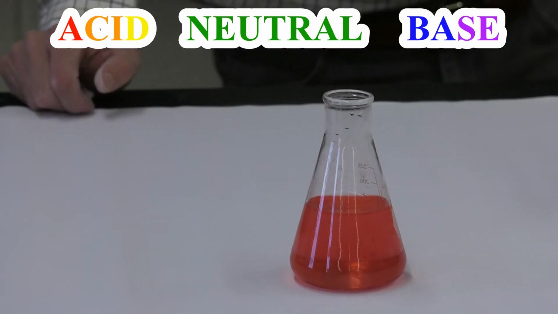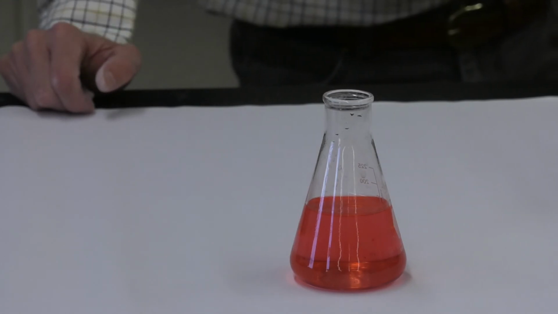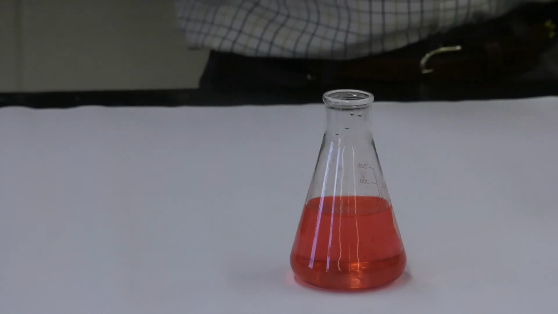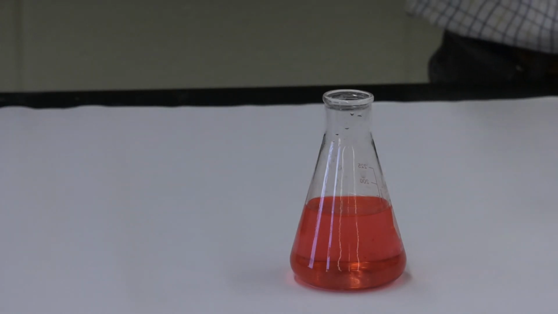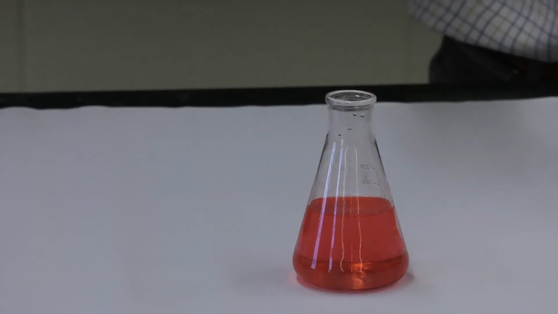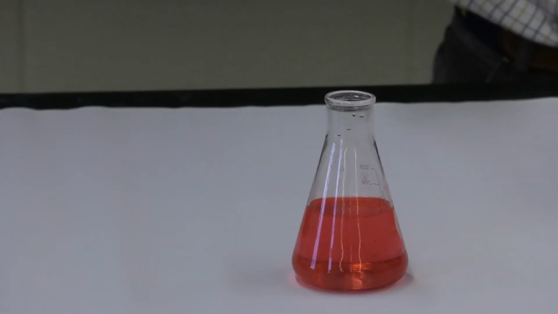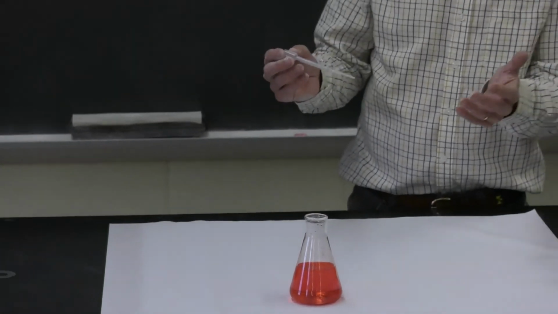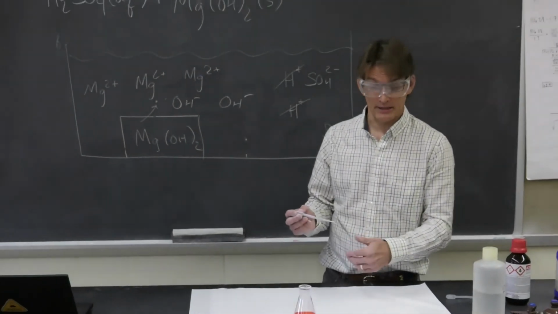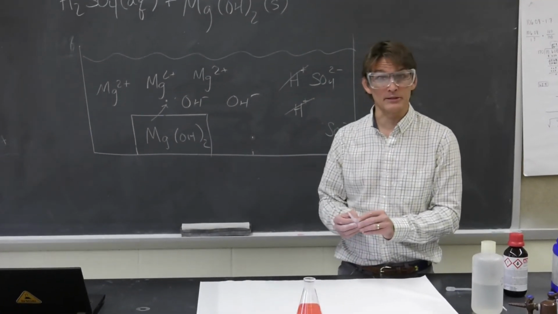Is that it? Did I react all of the magnesium hydroxide away? I believe I did. So this is the point where all the solid has been dissolved and the solid has been completely neutralized. And when I'm adding excess acid, of course, the excess acid is what's giving the red color, indicating that we have an acid here in the solution.